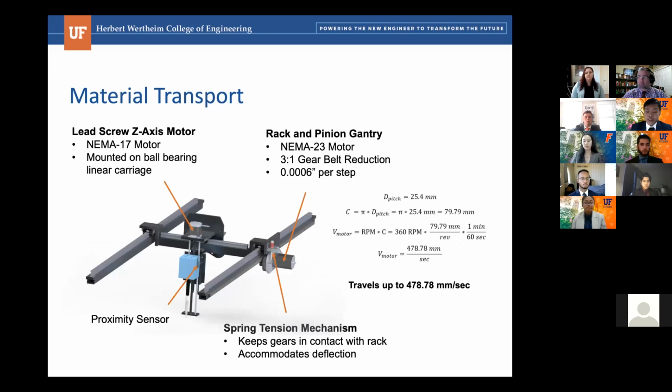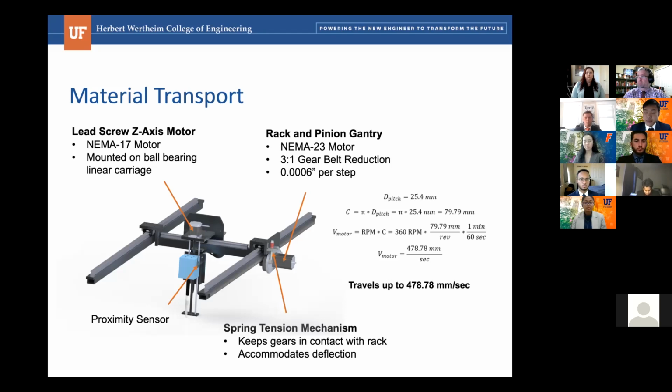And our gantry system consists of a rack and pinion system for motion in X and Y direction, while our Z direction uses a lead screw with a coupler for linear motion. Both these systems attach on top of the linear rails with a ball bearing carriage to ensure that they travel smoothly across the rails. And to go more in depth about our rack and pinion system, it is an off-the-shelf part that uses a 3-to-1 gear belt reduction for our NEMA 23 stepper motor. And this puts them at the optimal range for speed and power. And with microstepping, the rack and pinion system can achieve an accuracy of 0.0006 inches per step, which is given by our manufacturer.